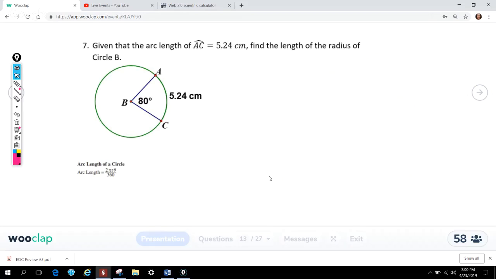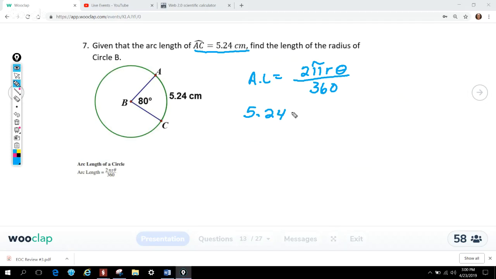All right, we'll wait till everyone's ready. This one's a little bit different. It's almost a DOK2 because instead of finding the arc length, you have to work backwards. So you're still going to use the arc length formula. That arc length formula is, as we saw, arc length equals 2 pi r theta divided by 360. But now they tell you that given this arc length, 5.24, what is the radius?